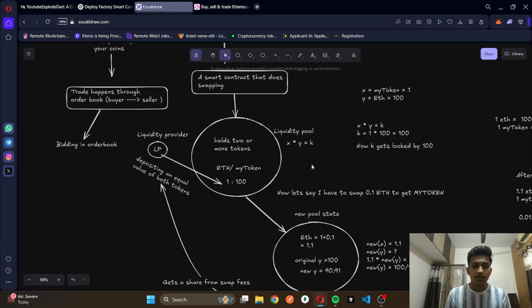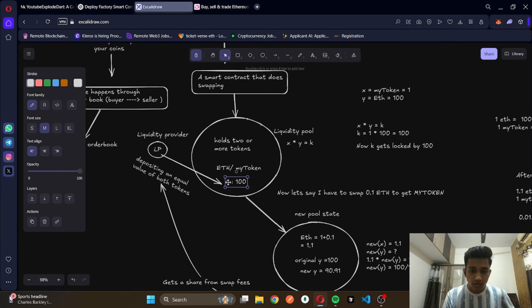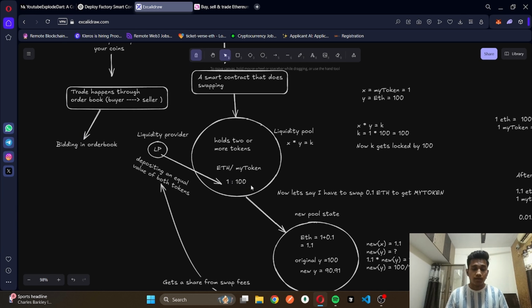So let's take an example that we are creating a liquidity pool of Ethereum and a token which I have made, right? That's my token. The ratio of these two tokens in our liquidity pool is 1 to 100. Like there is one Ethereum to 100 of my tokens, right? So over here, the value of X is equal to 1, right?